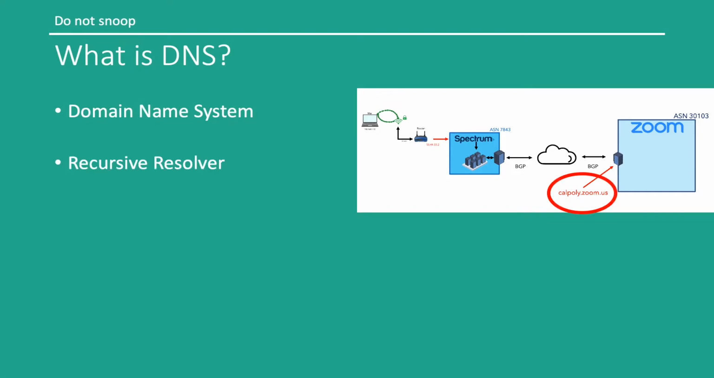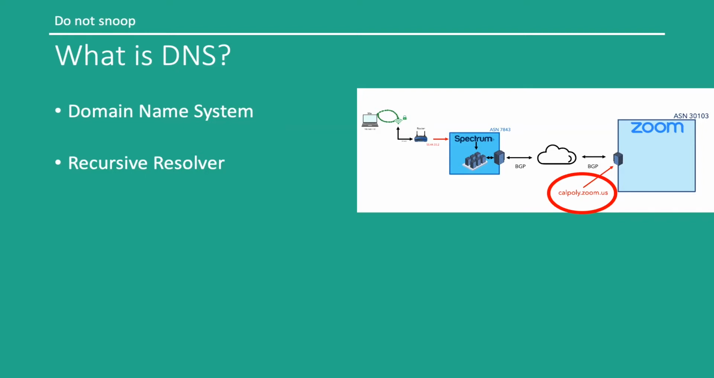So how do we take calpoly.zoom.us and go to an IP address that points to Zoom? Like, how do we know, given that name, where Zoom is? Well, we go through DNS, and within DNS, there's a series of recursive resolvers, or DNS recursors. And that's the first stop where your client sends a query for a given domain name, such as calpoly.zoom.us.